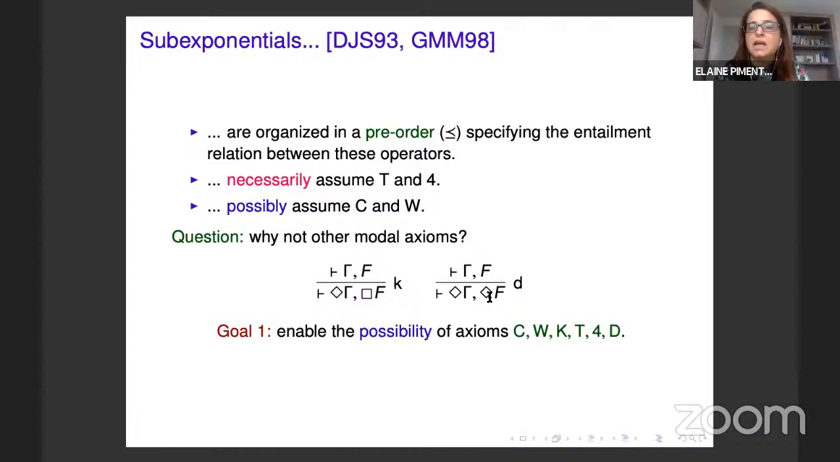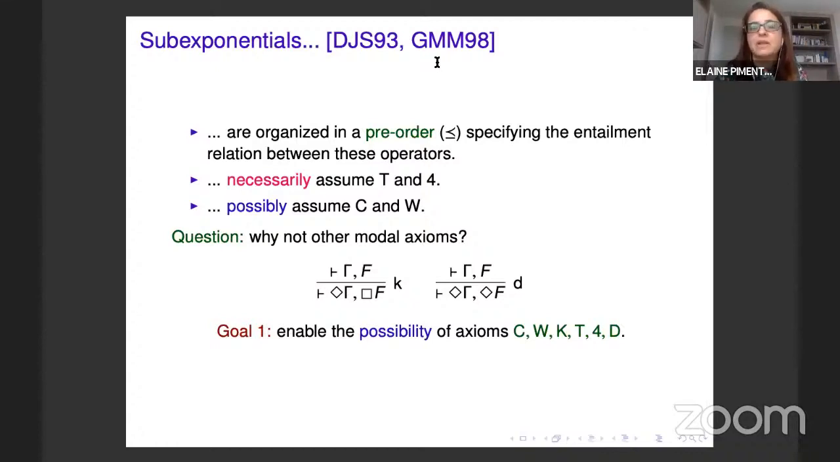And D just says that box implies diamond. So you do the same, you promote here the diamond and not the box. So it's the same thing as K, only the formula you're going to promote is not a box, but a diamond, right? So why not these axioms as well? So people thought about this. So Guerrini, Martini, and Masini in 98, they did that. They dealt with a system that they called two-sequent.